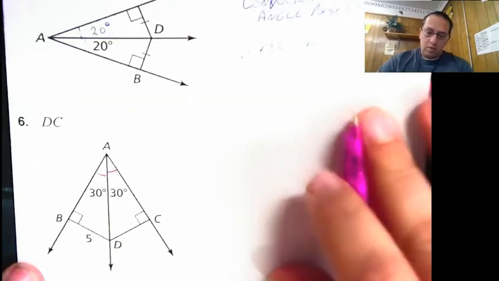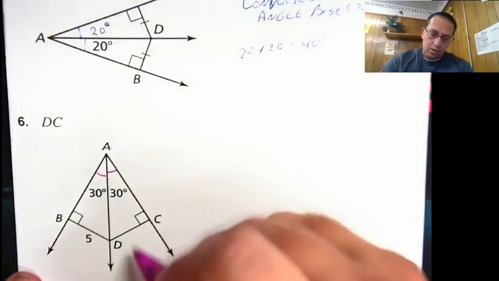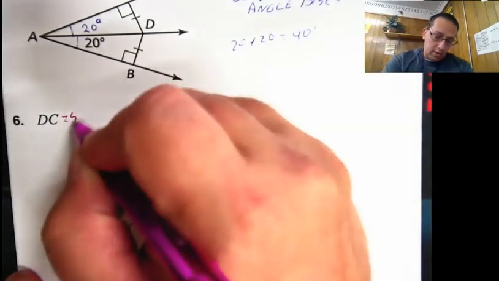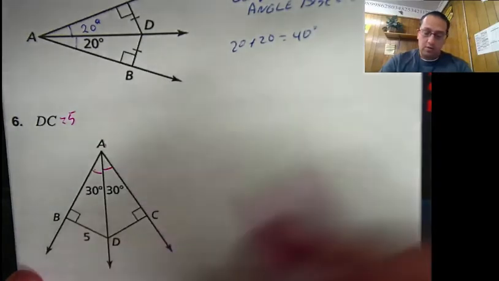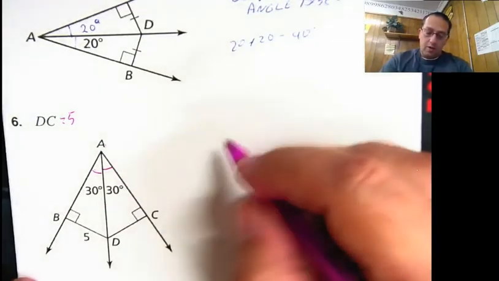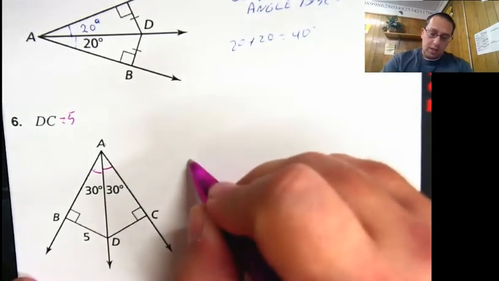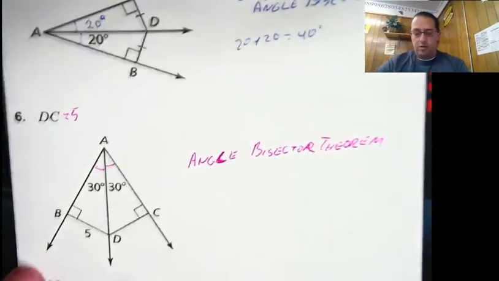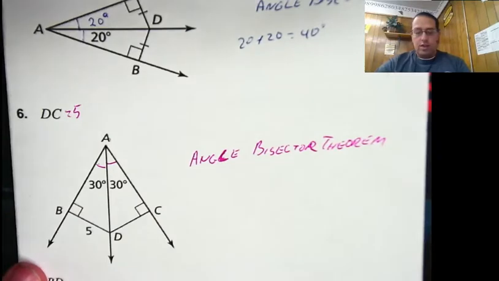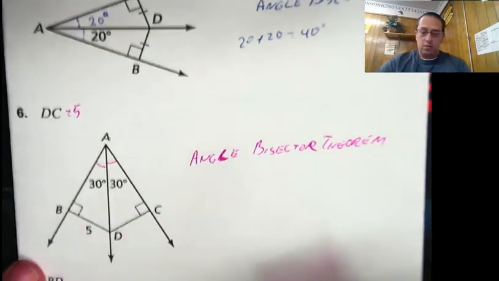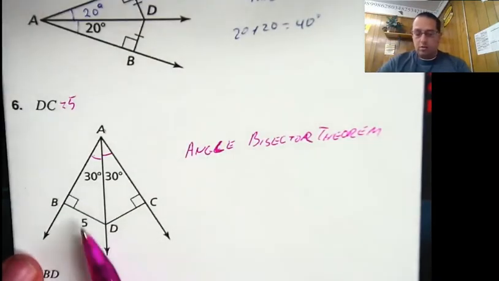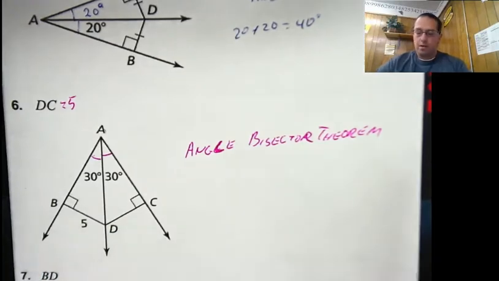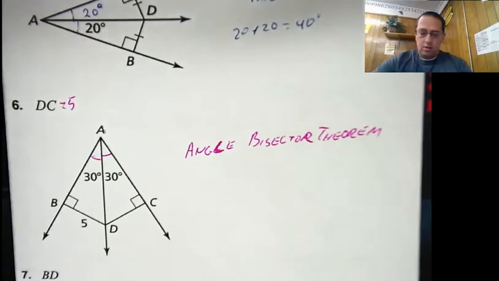So what we're going to do here, we have to explain. Well, first off, DC is going to equal 5 because these are going to be congruent. But we've got to explain, and all we really need to do to explain is say that this is the Angle Bisector Theorem. Since this is the angle bisector, the angles are congruent. We know it's the angle bisector. That means they're the same distance apart. All right? Okay. So that wasn't too bad.